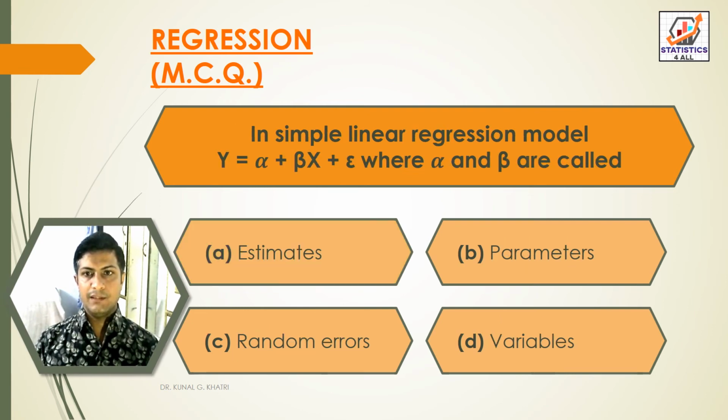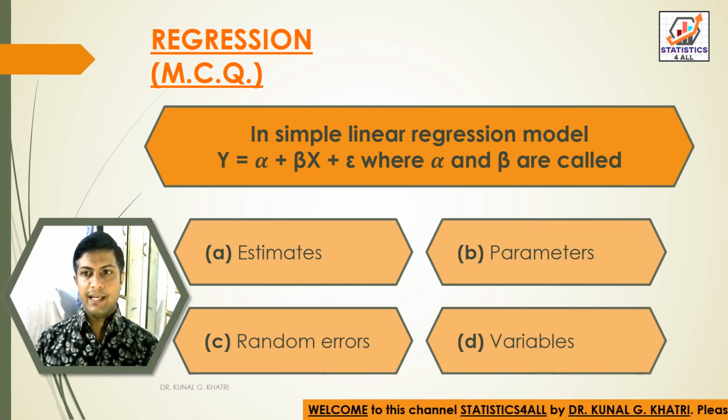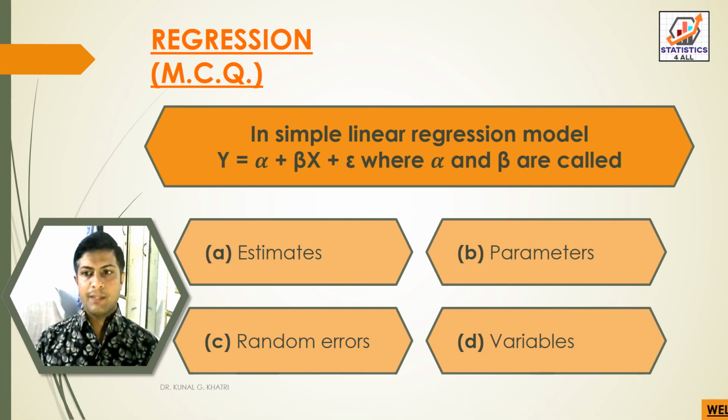Next question. In the simple linear regression model, y is equal to alpha plus beta x plus epsilon, where alpha and beta are called option A estimates, option B parameters, option C random errors, option D variables. So here we have answer option B, parameters. In the simple linear regression model, y is equal to alpha plus beta x plus epsilon, where alpha and beta are called parameters.